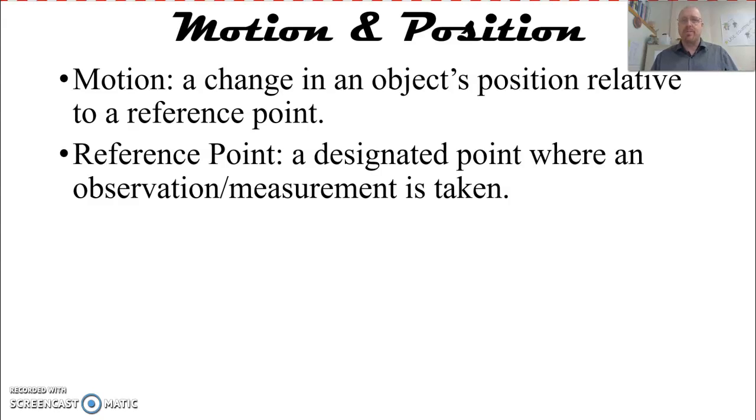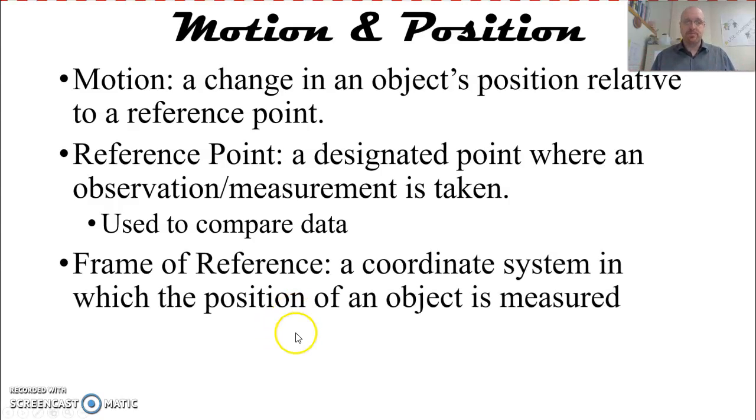So what is a reference point? A reference point is a designated point where an observation or a measurement is taken. You can think about this as a yardstick or a ruler. You use a reference point, you always start at the very first point of the ruler. You don't start halfway through the ruler to make a measurement. You start at the first line of measurement. The reason we do that is so we can compare data. If we take multiple measurements from the same point of different objects, that should be roughly the same, and then we can use that to compare data.